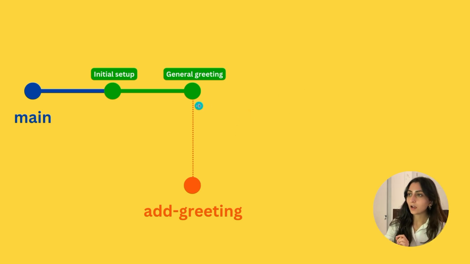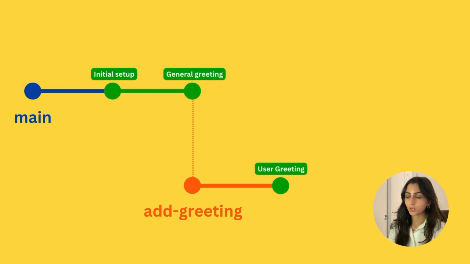Essentially, the reason we have this little dotted line and not a full line is that add greeting, or user greeting, is not dependent on main. The only reason it's linked to main is because it inherits the commit history that main had at the moment you created the new branch called add greeting or user greeting. This is the last commit that add greeting will have from main. As we did earlier, we then added new commits to the add greeting branch. We added user greeting, right? And this commit is not present on main. It's only present on add greeting because they're completely independent from each other.